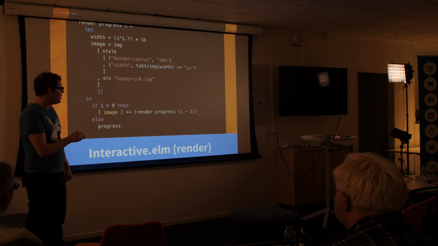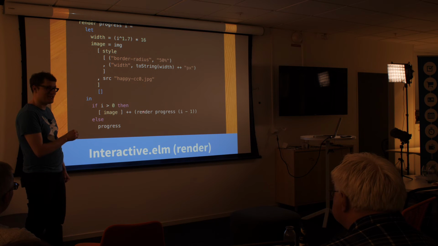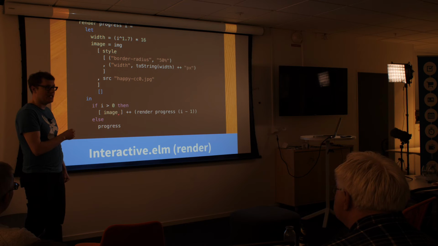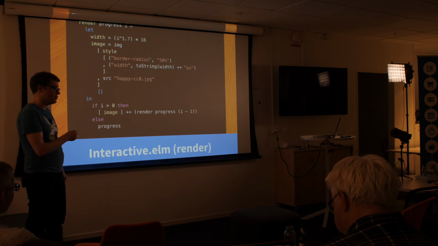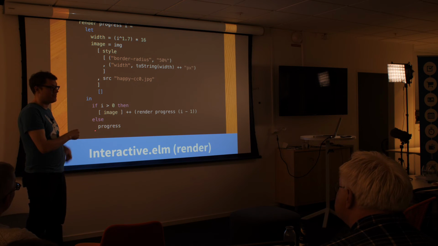And then we call this function again. So this is actually a recursive function. And we call this function with the previous progress and I minus 1. So basically what this makes is we will get a list with one image for each increment of I. And if it's not above 0, which means it is 0, we just return the progress already. So it's a recursive function, and here's where the recursion happens.